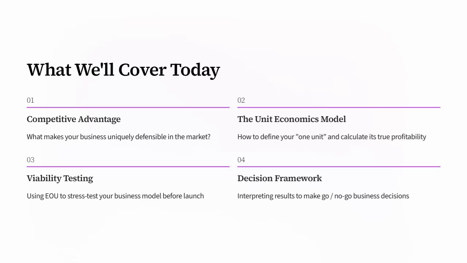Today, I'll walk through four connected ideas that help turn a business concept into a disciplined decision. First, we'll identify the competitive advantage that makes the business difficult to copy. Then, we'll define the right unit and examine its true profitability through unit economics. Next, we'll use EOU to stress test a model before launch, rather than relying on assumptions. Finally, we'll bring those results together in a practical decision framework, so we can determine whether the opportunity is strong enough to move forward or should be reconsidered.